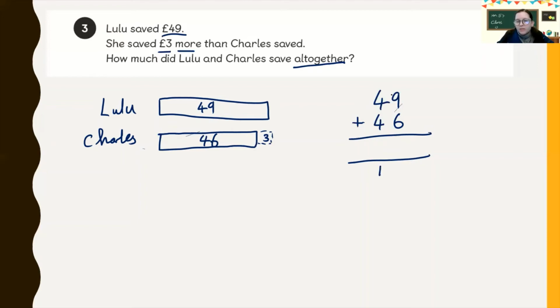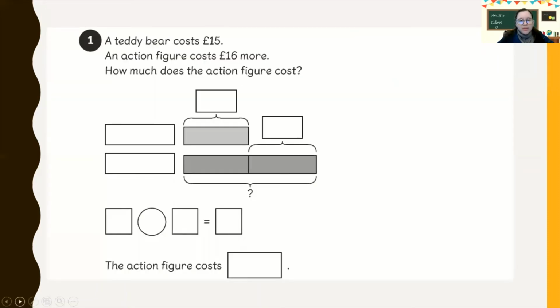15. So the 10 goes in the tens column and the 5 goes in the ones column. Looks more like an S, doesn't it? Angular 5, please, Mrs. Boucher. There we go. 4 add 4 is double 4. Should know that. 4 add 4 is 8. Add 1 is 9. So together they saved £95. Good for them. That's some good saving. I wonder what they'll spend their money on. Maybe they'll buy something together.